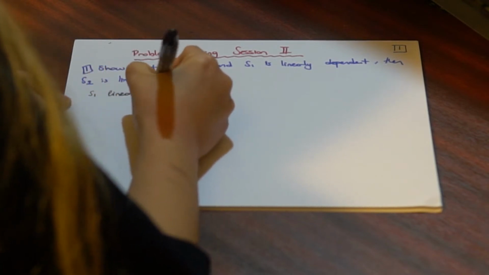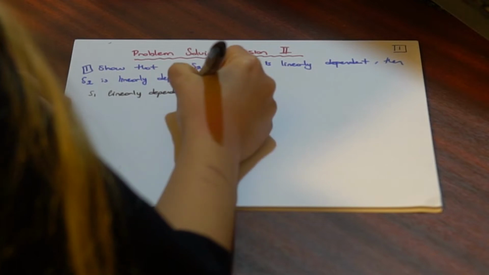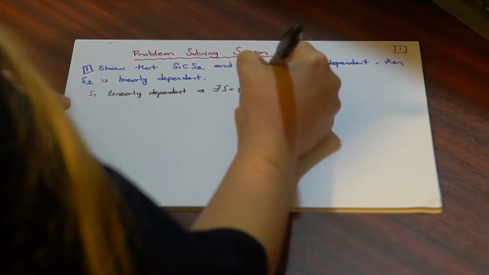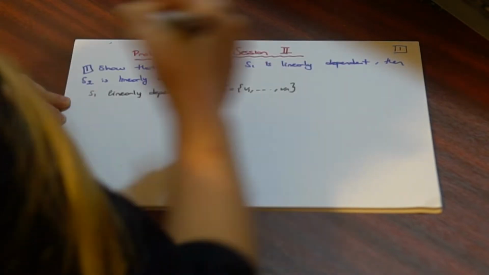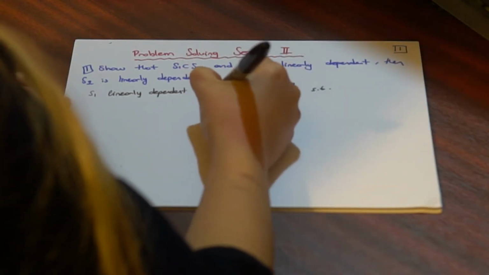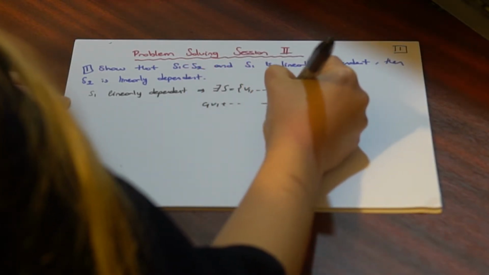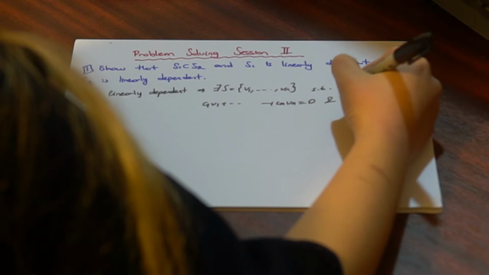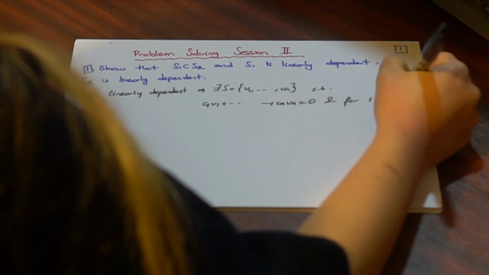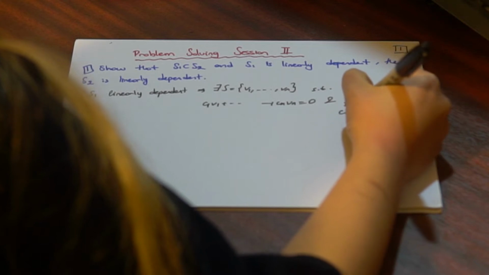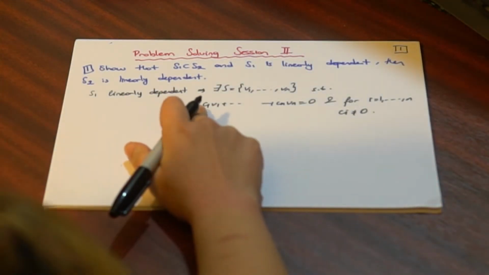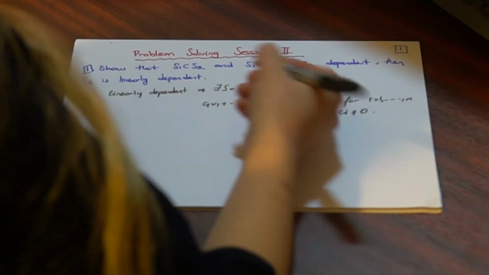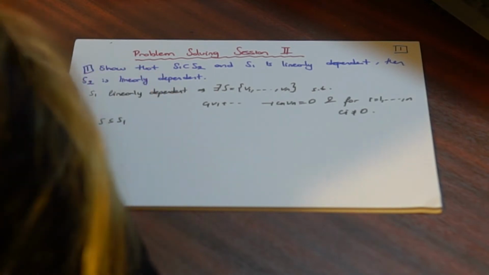S1 linearly dependent means that there exists a set S, let's say V1 up to Vn, such that C1 V1 plus up to Cn Vn equals 0, and for some i from 1 up to n, Ci is not equal to 0. So not all Ci's are equal to 0. But we know that this S is a subset of S1, right?